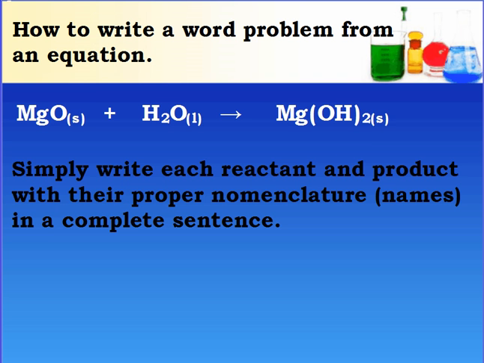I know that magnesium and oxygen together form an ionic compound. I know that water is simply just written as water when it's in its liquid form. And this is not a binary ionic, but a polyatomic ionic compound.